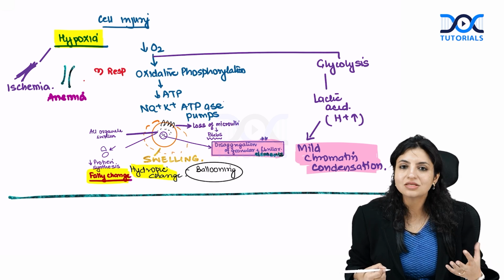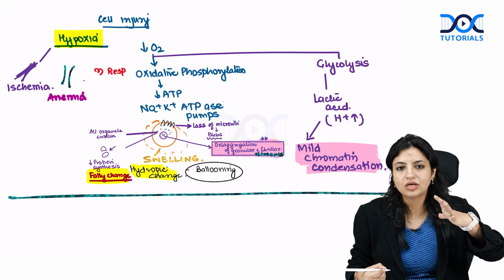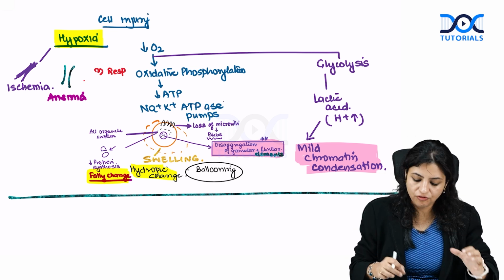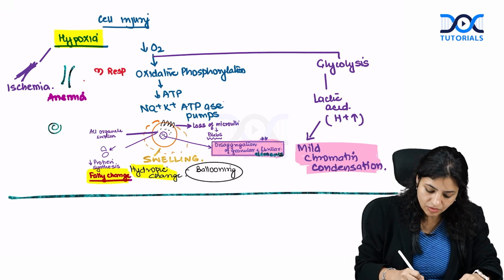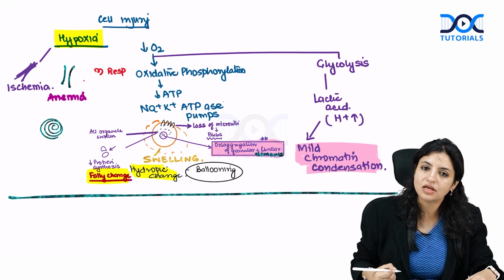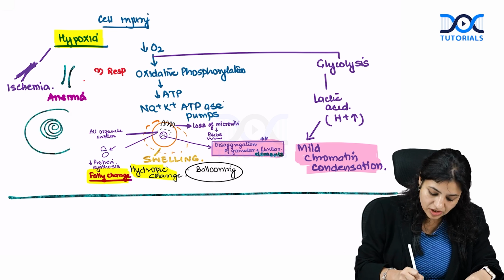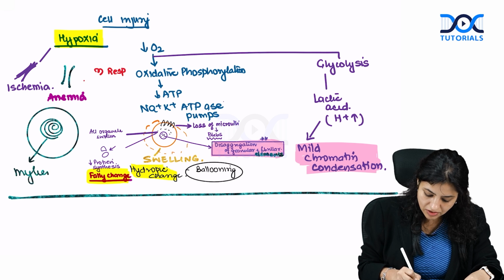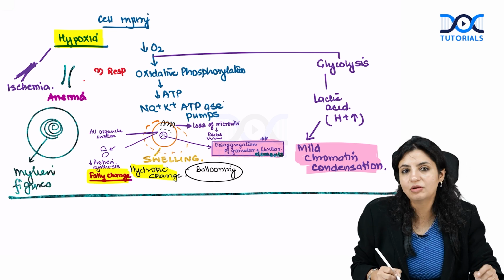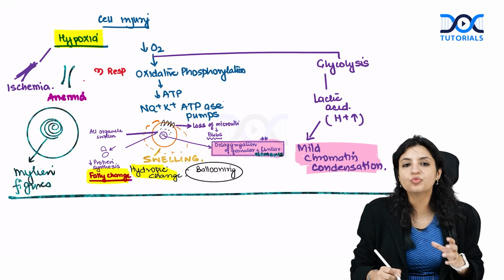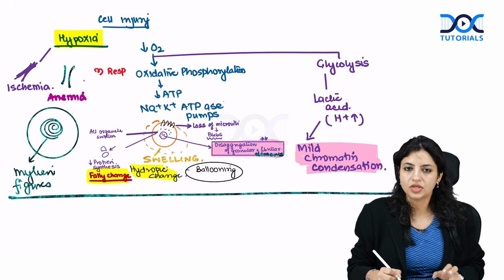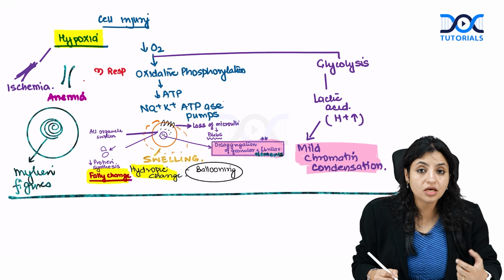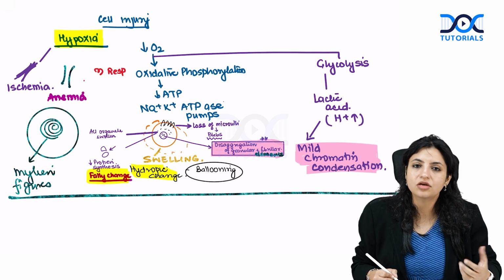Now, one more point here. When the cell is swelling, some of the phospholipids might fall down in the cell. These phospholipids that fall down in the cytoplasm of the cell are called myelin figures. Myelin figures are nothing but phospholipid whorls. They are very few in number in reversible cell injury, but they can be more in irreversible injury.